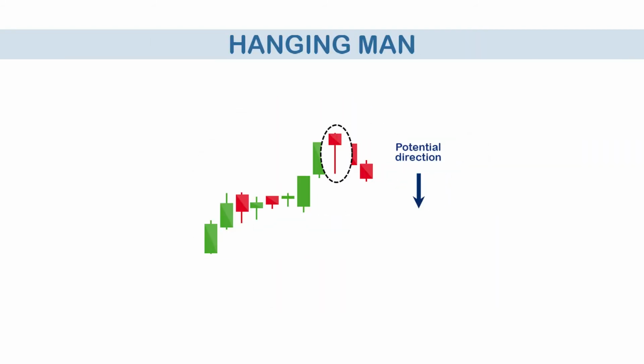Hanging man. The hanging man is the bearish equivalent of a hammer. It has the same shape but forms at the end of an uptrend. It indicates that there was a significant sell-off during the day, but that buyers were able to push the price up again. The large sell-off is often seen as an indication that the bulls are losing control of the market.